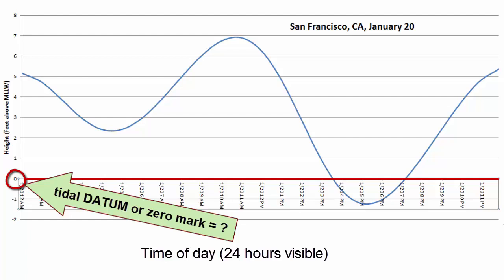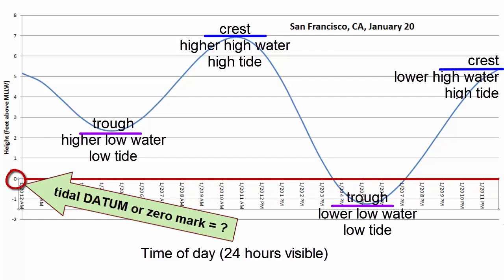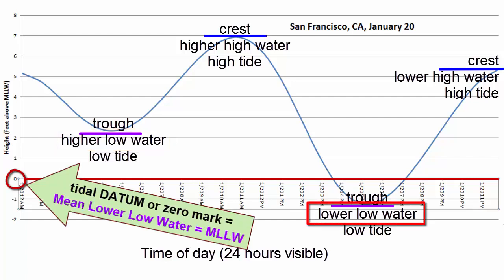As you can see, the tidal waves that occur in one day in San Francisco show two high points, crests, or high water, or high tide, and two low points, troughs, or low water, or low tide. As the troughs are different in their level, we refer to one as higher low water, and the other as lower low water. The zero line on the y-axis is mean lower low water, or MLLW, which means the average height of the lower low waters that happened daily over the past year.